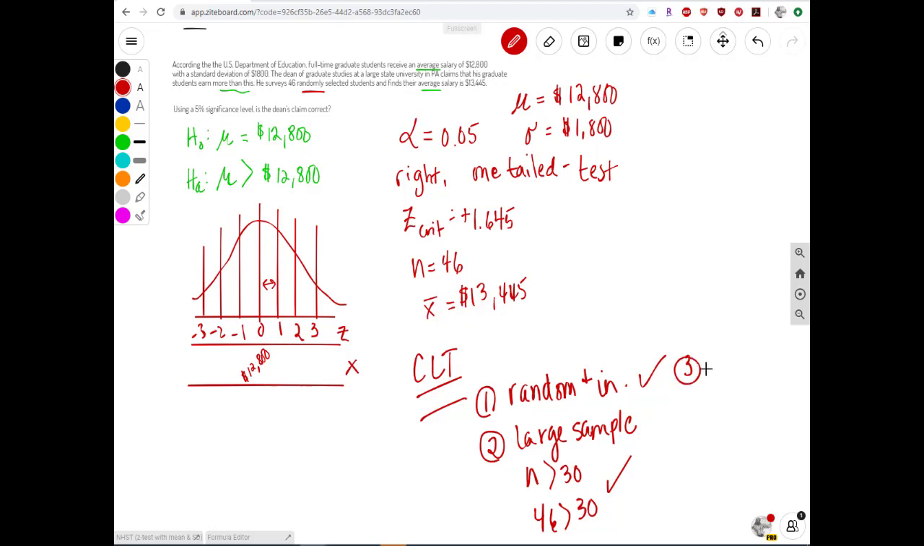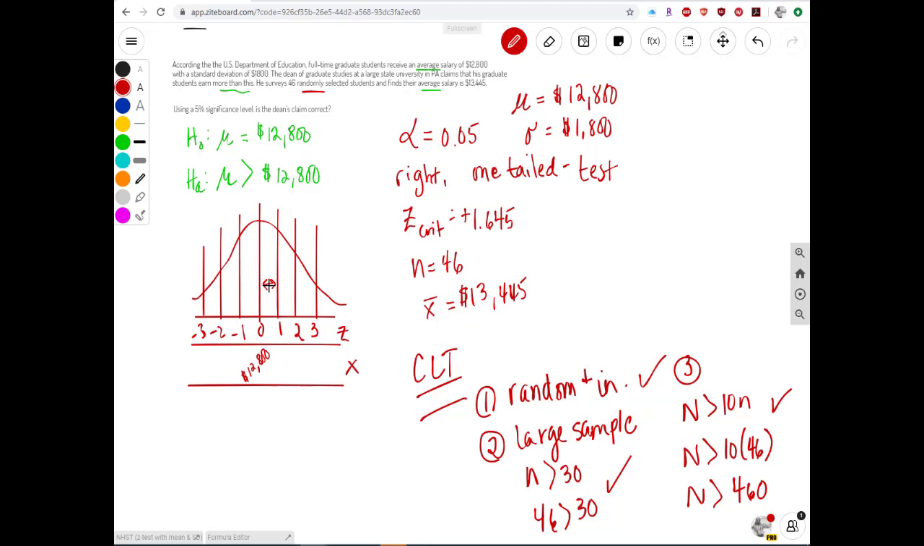Finally, we need to make sure that our population is larger than 10 times the sample size. So our population has to be bigger than 10 times n, which is 10 times 46. And so our population has to be bigger than 460. So is there more than 460 grad students in the United States? Yes. So that also fits. So we can assume that our distribution is normal.